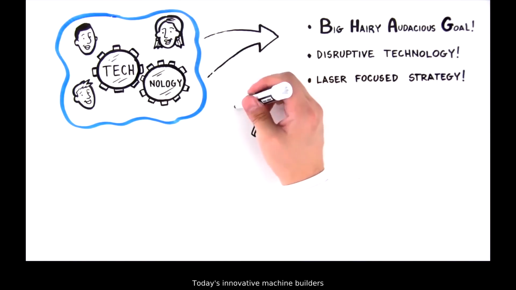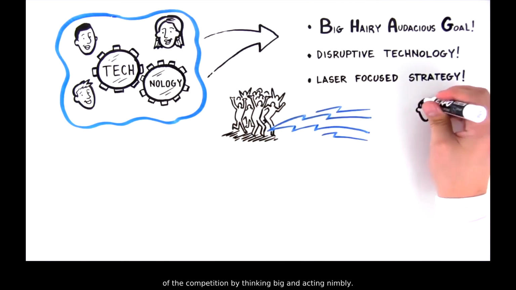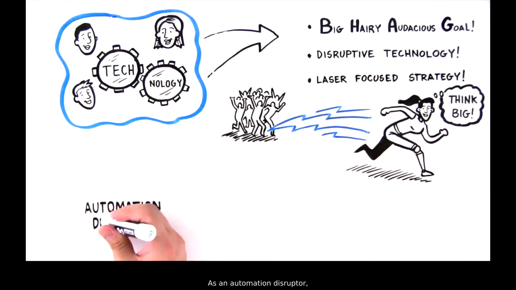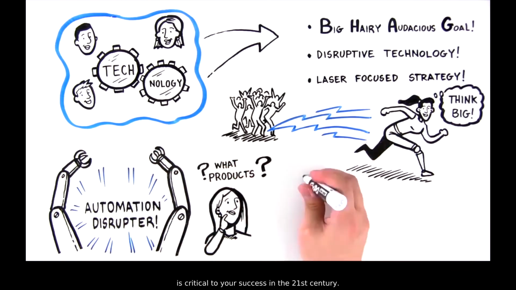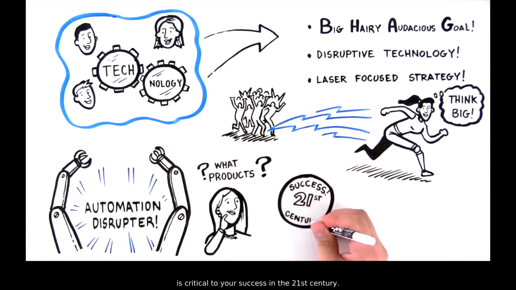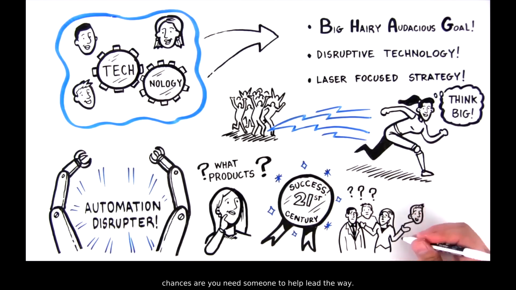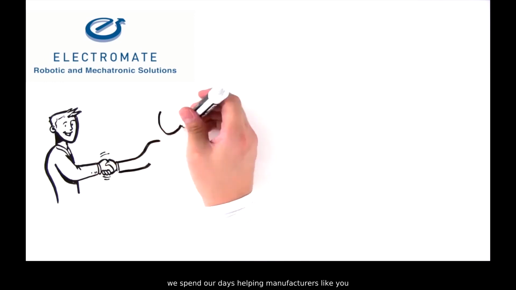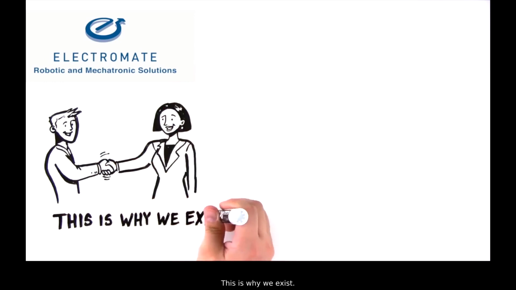Today's innovative machine builders and robotics trailblazers are leaping ahead of the competition by thinking big and acting nimbly. As an automation disruptor, understanding what products to integrate into your machine is critical to your success in the 21st century. But with so many emerging technologies, chances are you need someone to help lead the way. That's where we come in. At Electromate, we spend our days helping manufacturers like you build better machines. This is why we exist.